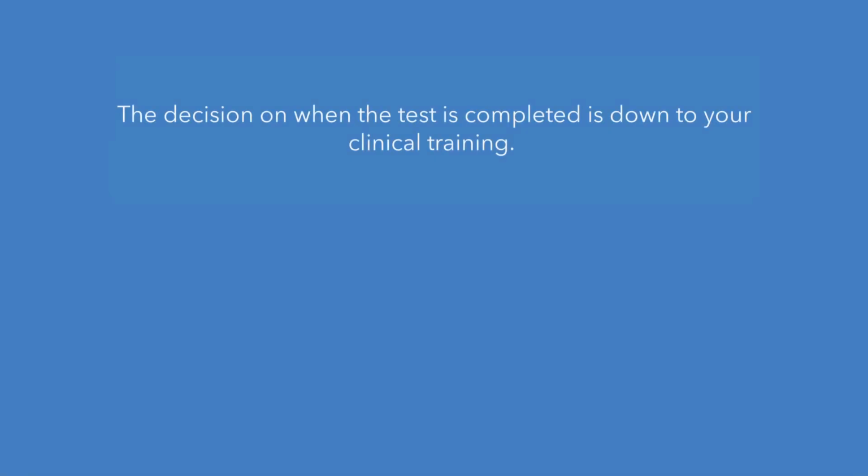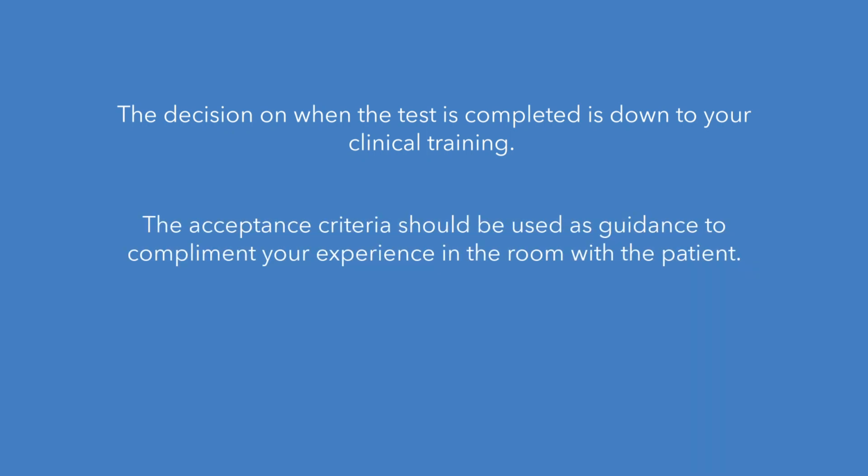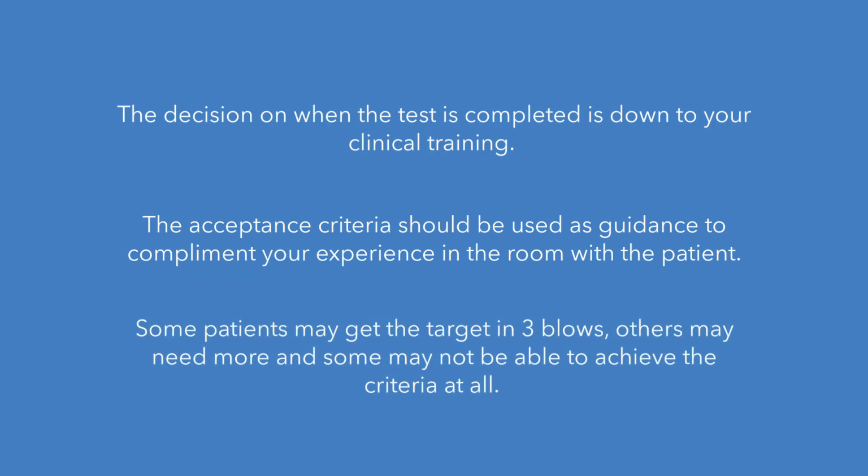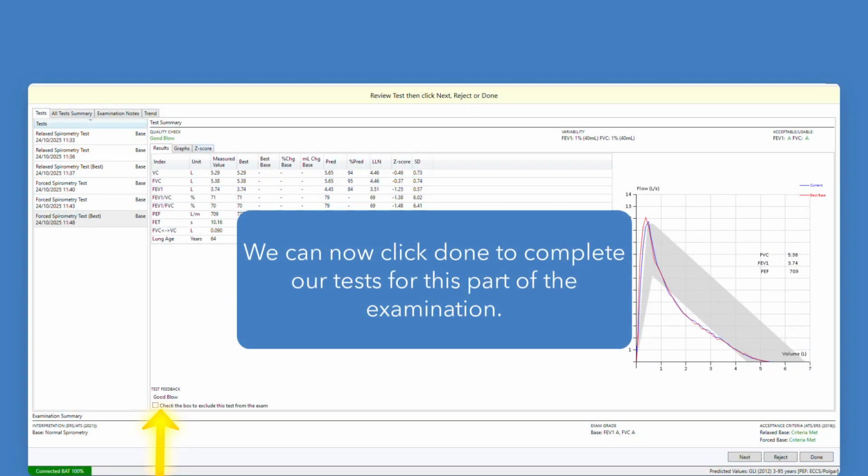The decision on when the test is completed is down to your clinical training. The acceptance criteria should be used as guidance to complement your experience in the room with the patient. Some patients may get the target in 3 blows, others may need more, and some may not be able to achieve the criteria at all. We can now click Done to complete our tests for this part of the examination.